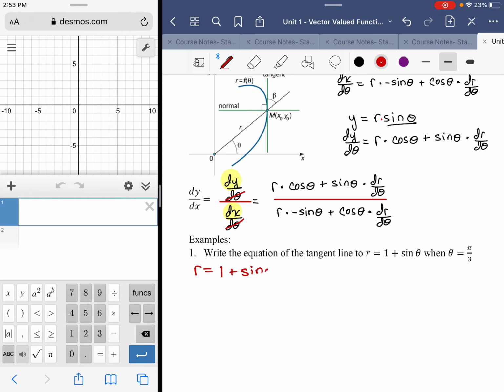They told us 1 plus sine of theta is r. Dr d theta would just be equal to cosine of theta. This is all happening when theta is equal to pi over 3, so I could just pop that in. r of pi over 3, 1 plus sine of pi over 3, is 1 plus the square root of 3 over 2. Dr d theta, when theta is equal to pi over 3, cosine of pi over 3 is equal to 1/2. So we have those ingredients.